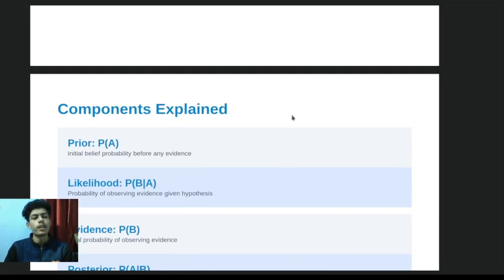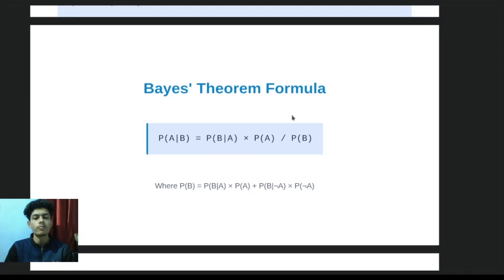the prior, P(A). And the likelihood we will take as P(B|A), and the evidence is P(B), and the posterior is P(A|B). Bayes theorem is: the probability of A given B is equal to the probability of B given A times P(A), divided by P(B).